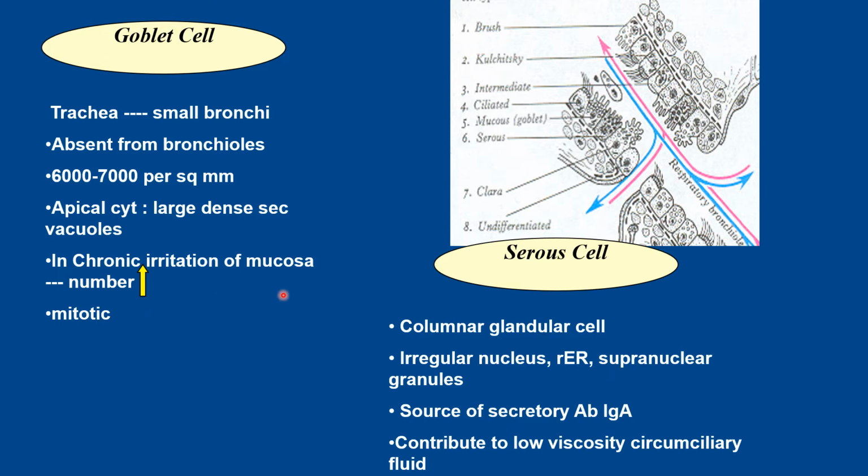during infection or in smokers. There are other cells called the serous cells in the lining of the respiratory tract. These cells are columnar cells, and they have an irregular nucleus with rough endoplasmic reticulum and supranuclear granules. They are the source of IgA in the bronchial mucosa, and they contribute to the low viscosity circumciliary fluid. So serous cells also contribute to the secretion of the tracheobronchial tree.